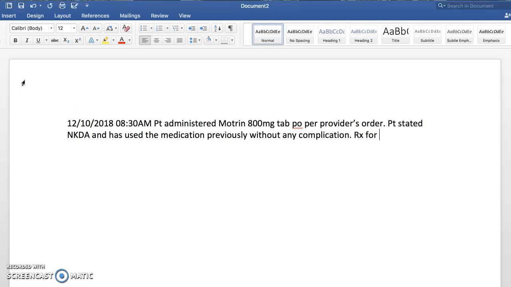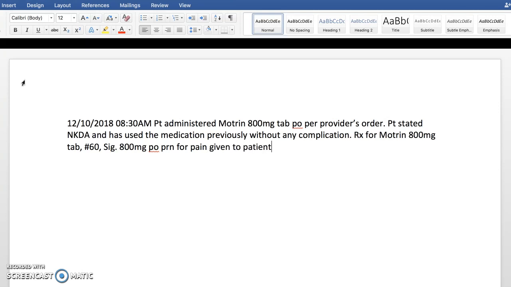An RX for Motrin, 800 milligram tablets, number 60, with a SIG of 800 milligram PRN for pain, given to patient.